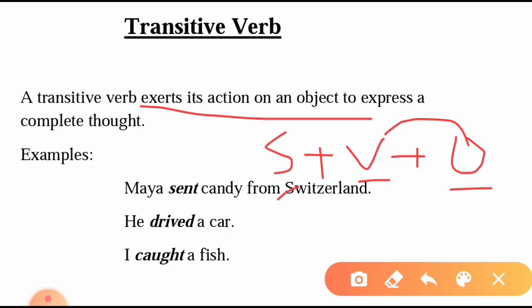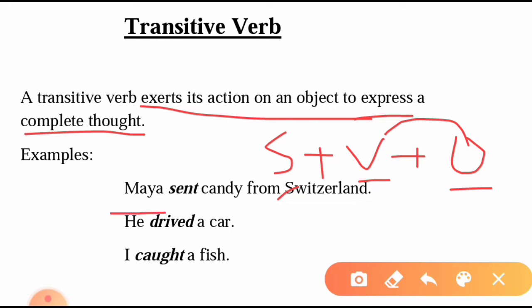So now here you can understand the definition. Transitive verbs are those words which receive an object or which require an object to express a complete thought. So those verbs that really require an object to complete the thought in a sentence, or the verbs that receive an object, are called transitive verbs. See a few examples here to understand. Maya sent candy from Switzerland.